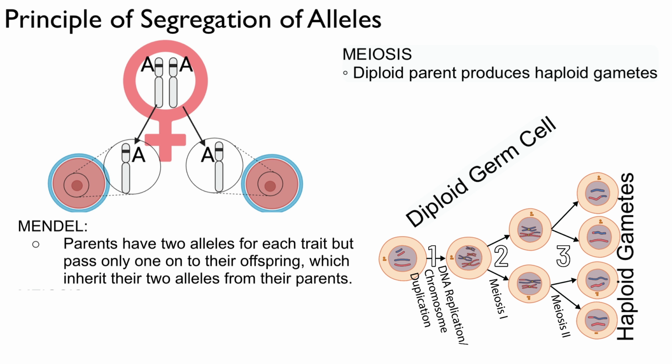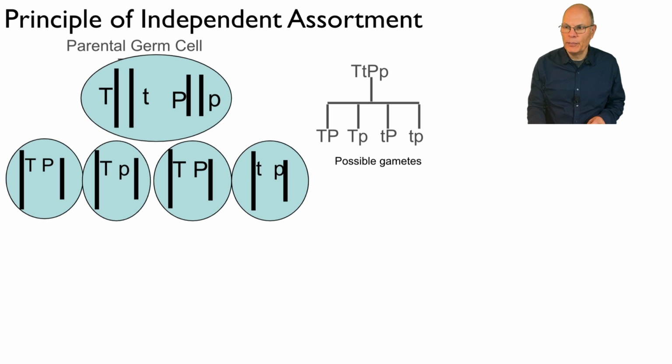In meiosis, there's a diploid parent that produces haploid gametes. The diploid phase corresponds to the 2 alleles in each parent. The haploid phase corresponds to the 1 allele that the parent passes on to their offspring. In zygotes, that diploid condition is restored, and that's not shown in this diagram over here.